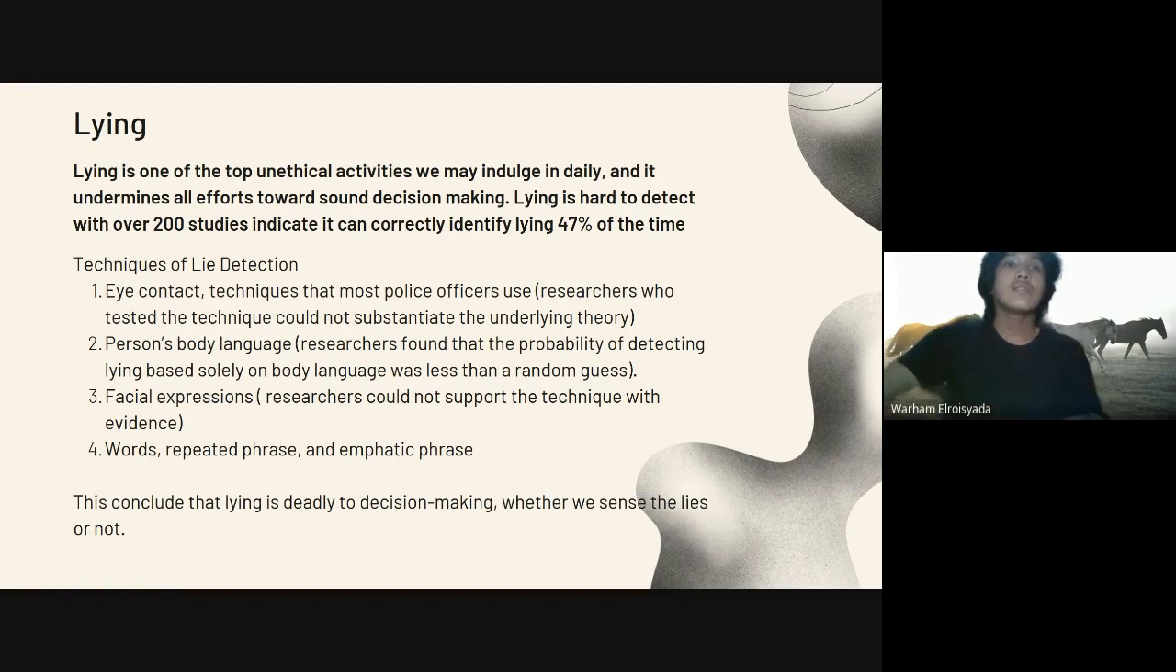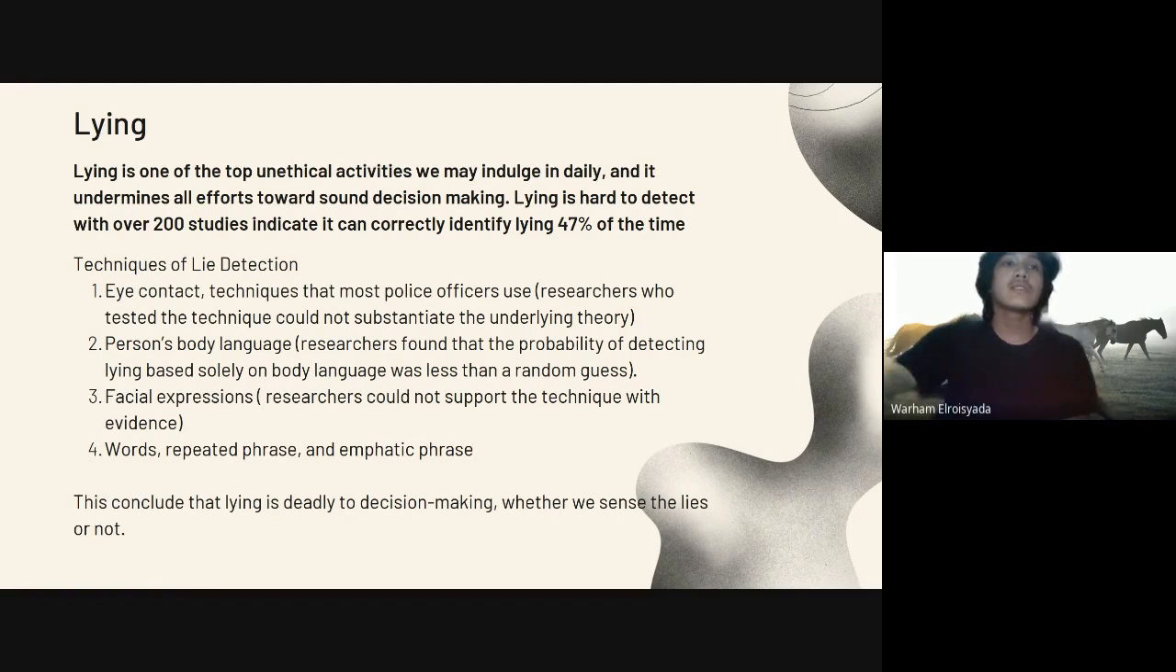The techniques to detect lies, there are basically four techniques. The first one is eye contact, which police basically use to detect lies that criminals tell. But research found that this technique that police use does not substantiate the underlying theory. And then the person's body language: research found that the probability of detecting lying based solely on body language was less than a random guess. And then the third one, facial expression.